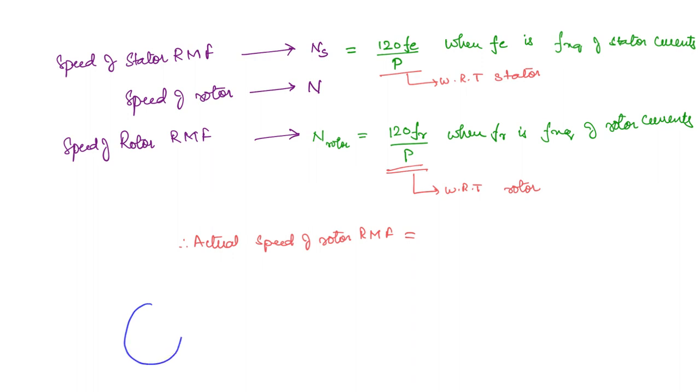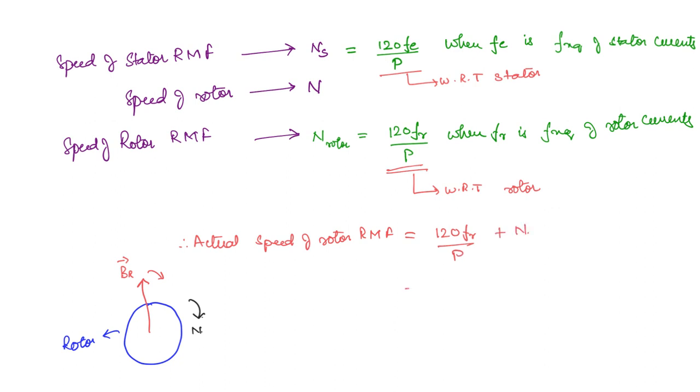You can take the rotor here. This is the rotor. This is moving with a velocity n. And now we want to find out what is the velocity of this rotor RMF. Okay. So we know the relative speed. The relative speed is 120 Fr by P. The actual speed will be the relative velocity plus the speed of the rotor. Why are we taking plus? Because they are moving in the same direction. So to get the actual speed, we need to add the relative velocity. So this is going to be 120 Fr by P plus n.